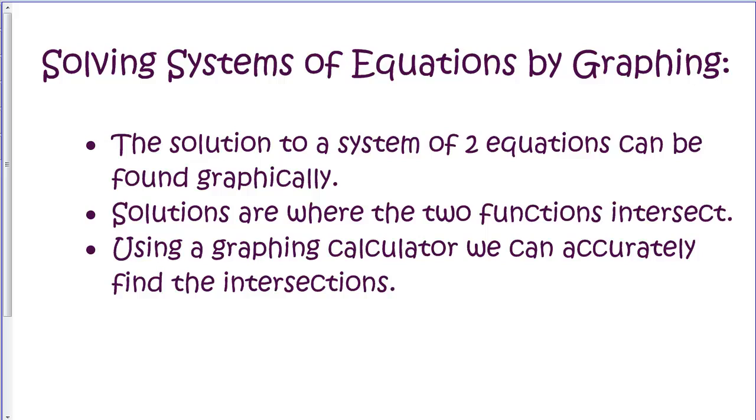We can solve systems of equations by graphing when we have a system of two equations, so only two variables. If we had a system of three equations and three variables, we would have to use other techniques. Solutions are found where the two functions intersect. In our systems, we could have systems where both equations are linear, or we could have ones where the equations are nonlinear, say quadratics or other shapes.